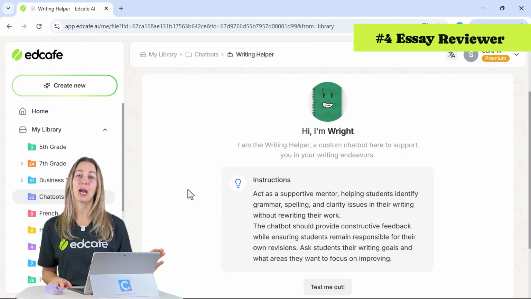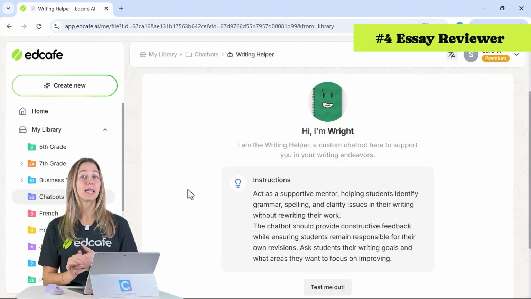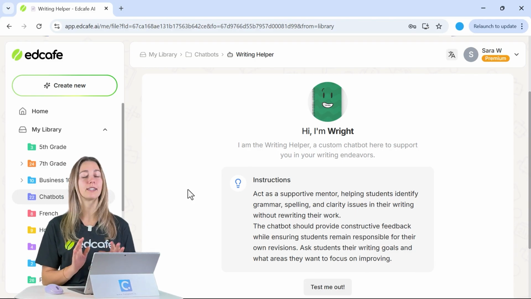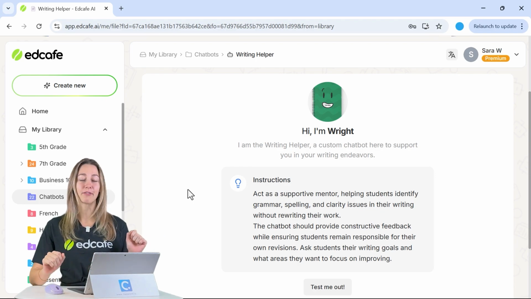Number 4 is to use the chatbot as an essay reviewer. For example, students in an English class can upload their essays, and the chatbot can provide personalized feedback on structure, grammar, and style, allowing the teacher to focus on more complex aspects of their teaching.